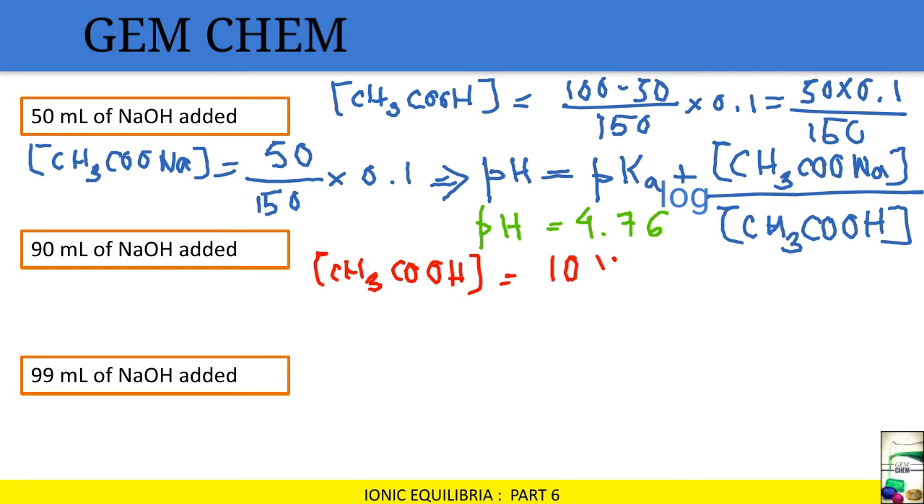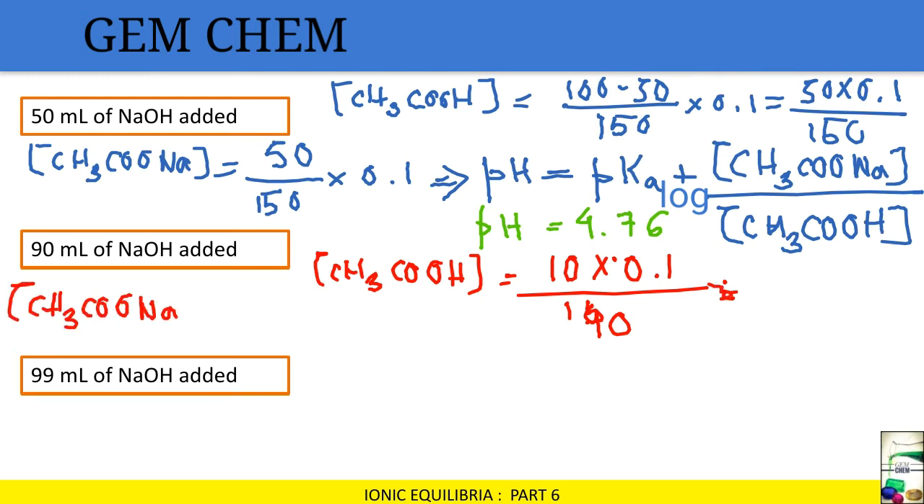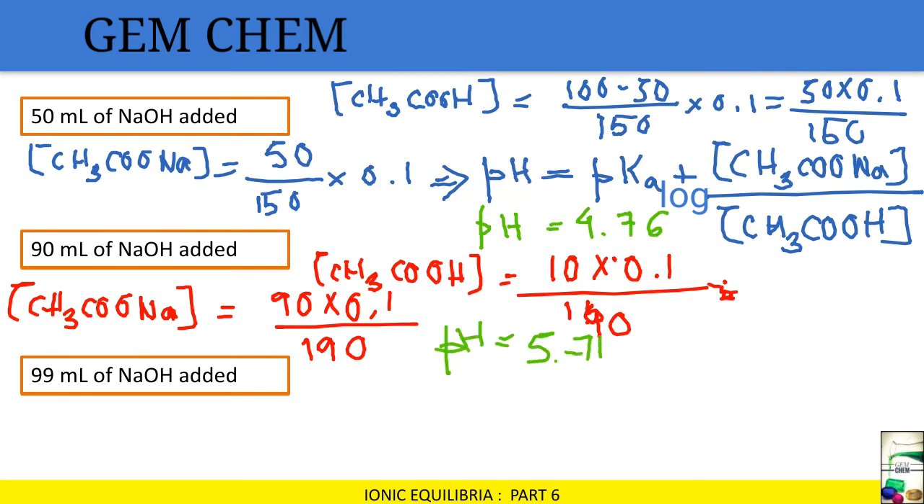10 ml of acid into 0.1 divided by 190. And the concentration of salt CH3COONa comes to be 90 into 0.1 by 190. And if we apply the same formula, pH comes to be near about 5.71.